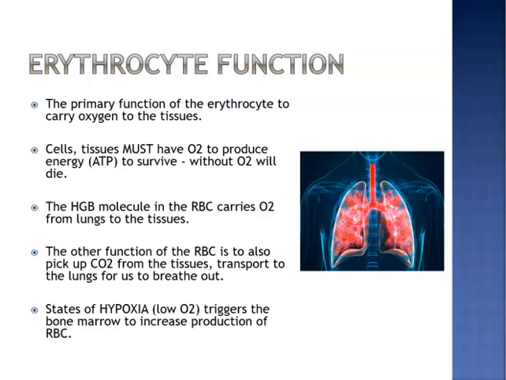Also, the hemoglobin molecules in the red blood cells carry oxygen from the lungs to other tissues. Another function is that red blood cells also pick up carbon dioxide from the tissues and transport it to the lungs for us to breathe out. This state of hypoxia, which is low oxygen, triggers the bone marrow to increase the production of red blood cells.